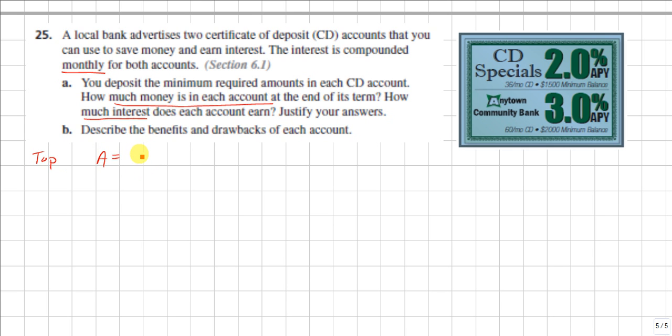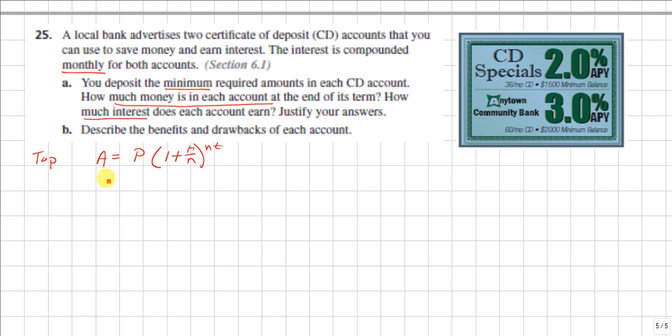So what we're going to have is the starting amount that I deposit times 1 plus the interest rate, and the interest rate is 2%, and it's 36 months. Okay, let me go ahead and put the equation down. So 1 plus the interest rate, r, over n, to the nt. That's my basic formula. Okay, so for the top one, it does say that I deposit the minimum amount.